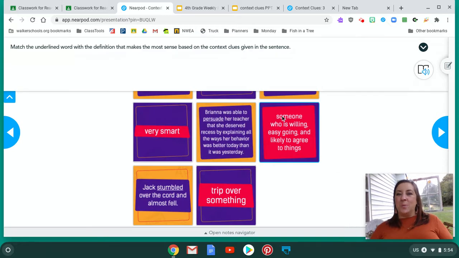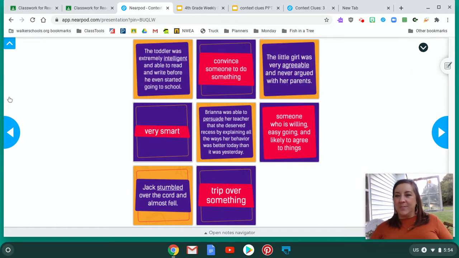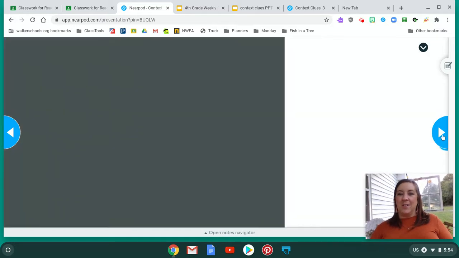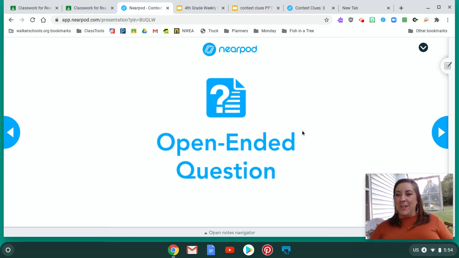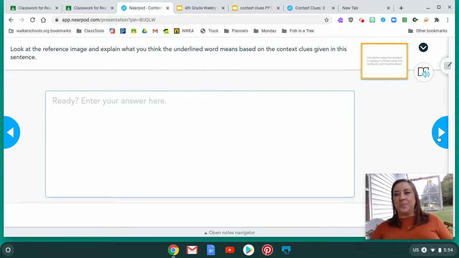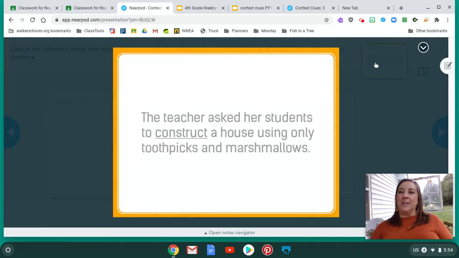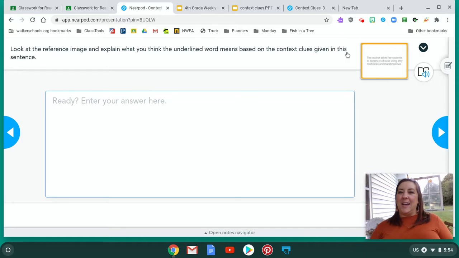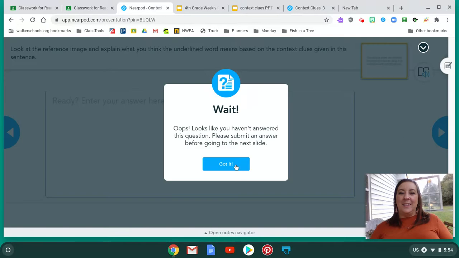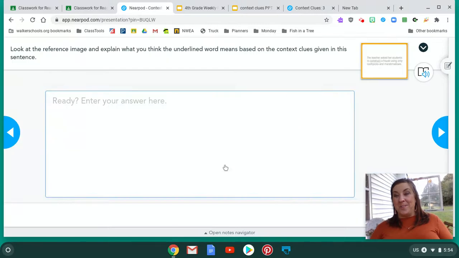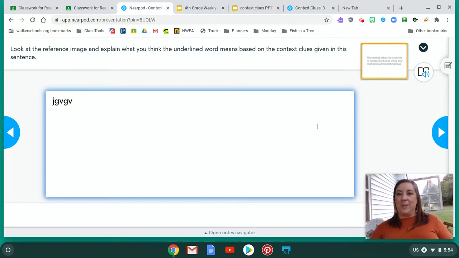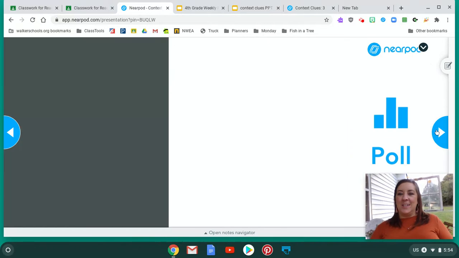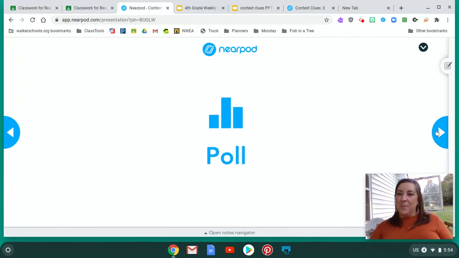Here you have some words that say to match the underlined word with the definition that's given on the card. You also have an open-ended question that I want you to complete, where you'll need to click on this picture, read that, and then answer the question. It won't let you go on without doing it. I'm just going to type something in really quickly to show you directions. And then you're going to take a poll.